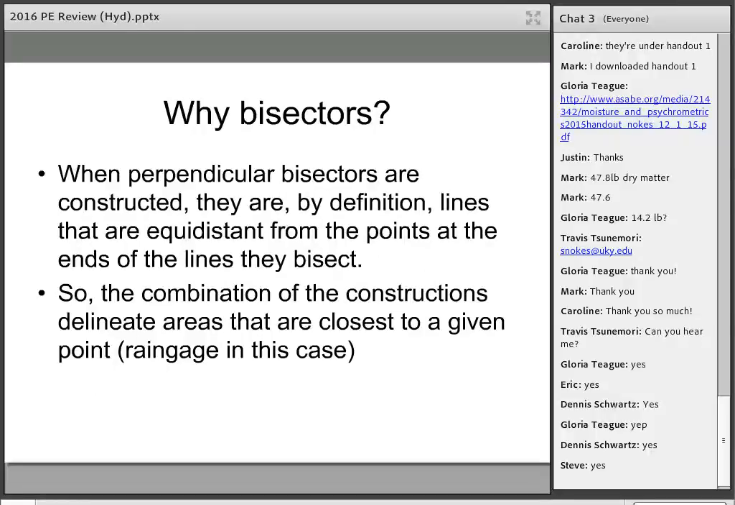Essentially, it's a line. You draw a line between 2 points, and then you draw a line that is exactly equidistant between those 2 points, along that line that joins the 2 points, and then you construct a 90-degree line to that point. That means everything on one side of the bisector is closer to its rain gauge than everything on the other side of the bisector is closer to its rain gauge.